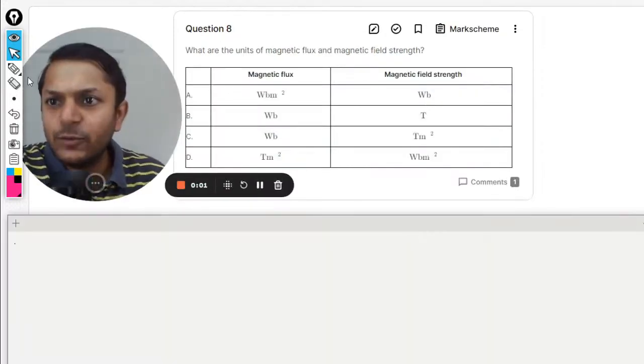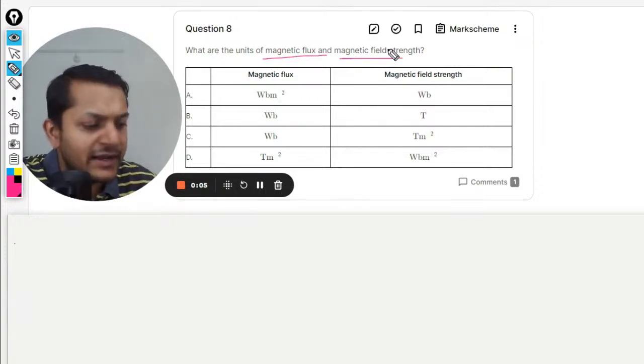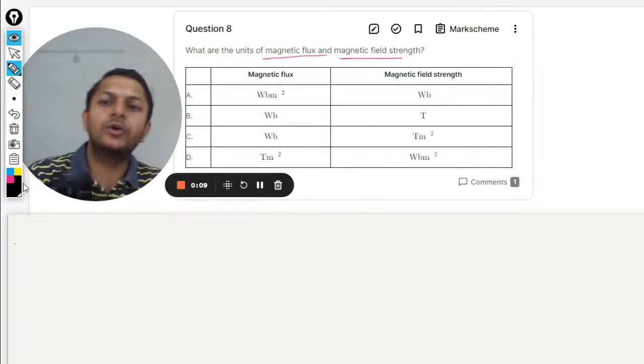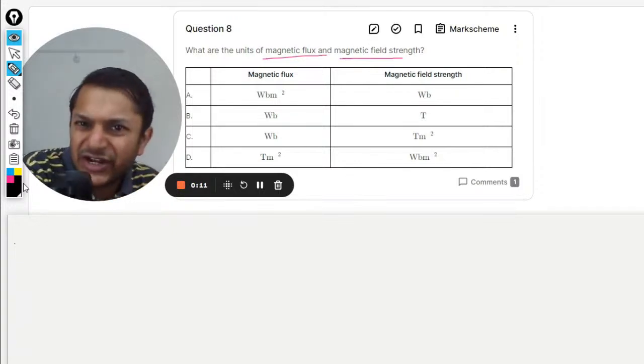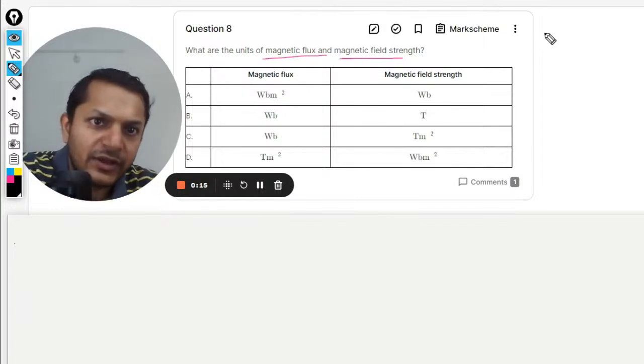Okay, dear students, let us see what is there in this question now. What are the units of magnetic flux and magnetic field strength? So it's a bit straightforward question, I would say. See, magnetic field strength.